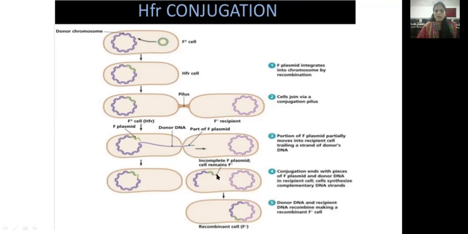That portion, which is an incomplete F fragment, as well as some portion of the host chromosome of the donor, is transferred to the recipient cell, which can be integrated into the recipient chromosome, and finally a recombinant is formed, which is again F negative. It is not F positive because the complete F plasmid is not transferred from the donor. So here you can observe in F plus F minus conjugation, at the end the female was converted into male, but here in the HFR and F minus conjugation process, the female, that is F minus, is not converted into male at the end.